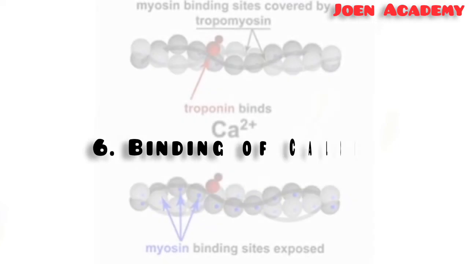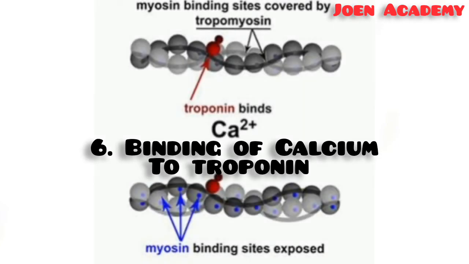The next step is the binding of calcium to troponin. Calcium binds to the protein called troponin, which is also part of the thin filaments that are seen in the muscle fibers. This binding of calcium to troponin brings about a conformational change in the troponin, causing the binding sites of the actin filament to be exposed.